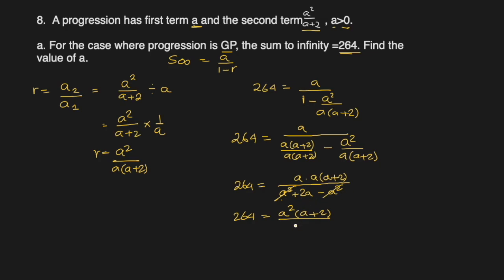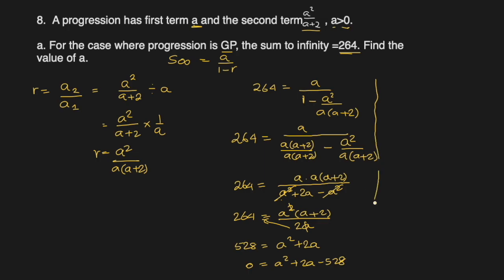a square minus a square, so we are just left with 2a, and one of the a's will cancel with this a, so it becomes even simpler. Now just 2 left here. 2 can cross multiply with this, so it will be 528. Yeah, and here it will be a square plus 2a, and this becomes our quadratic equation now. A square plus 2a minus 528, and we have to just solve this.